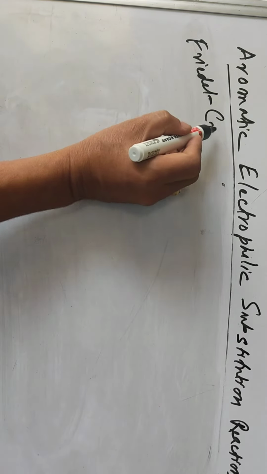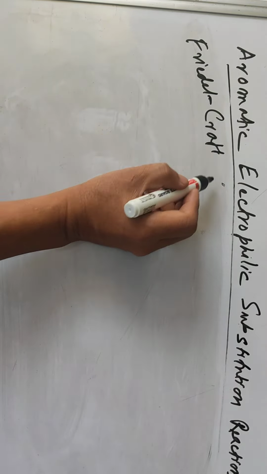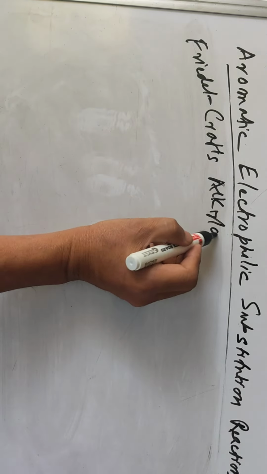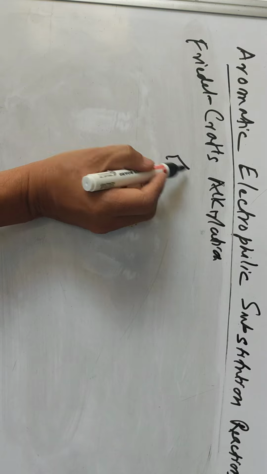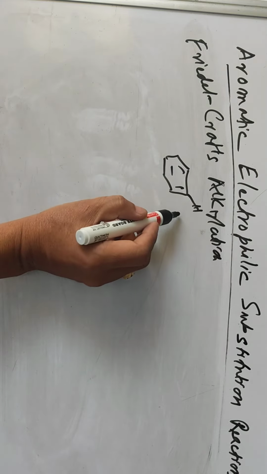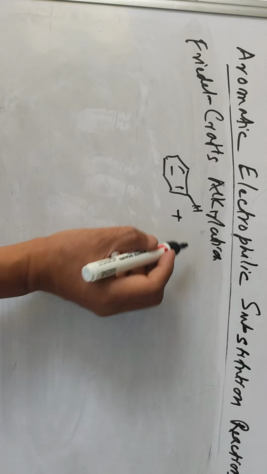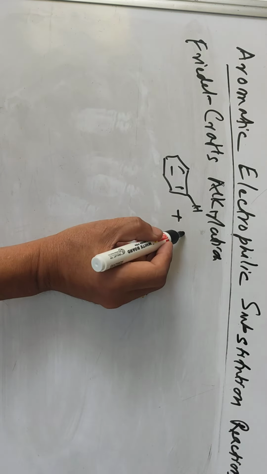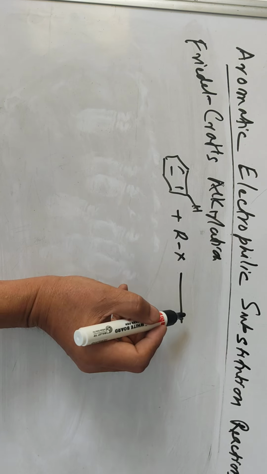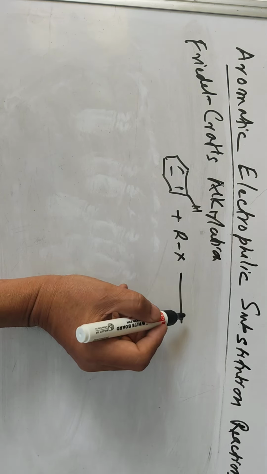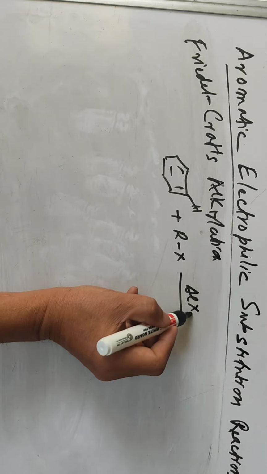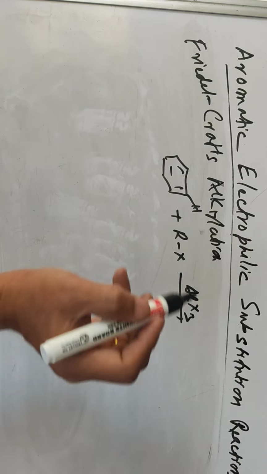Friedel-Crafts alkylation. Here benzene is reacted with alkyl halides in the presence of a Lewis acid, aluminum chloride, or AlX3, depending on the X.